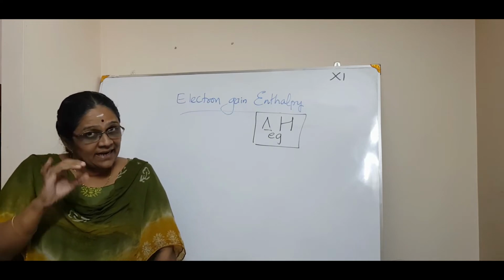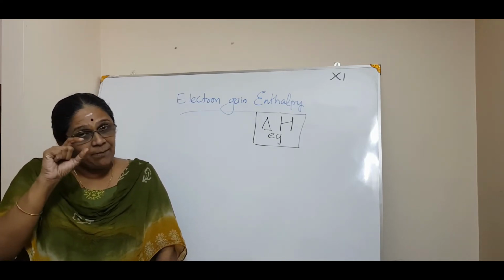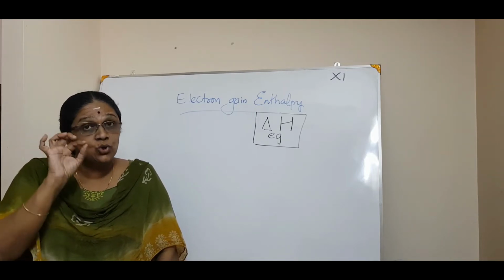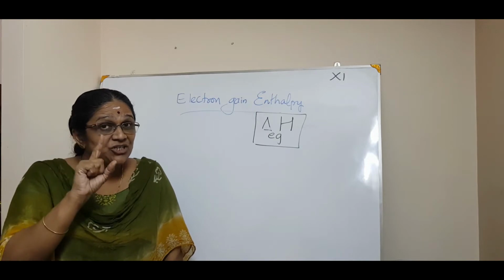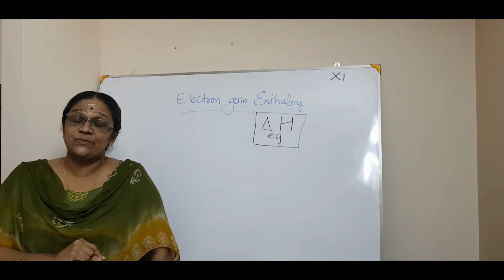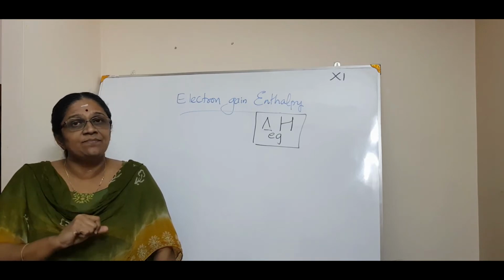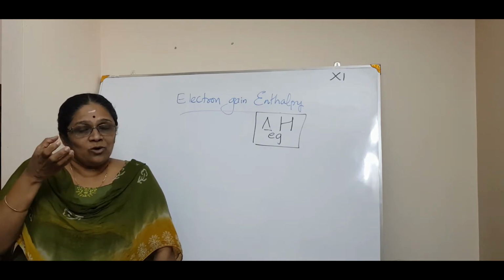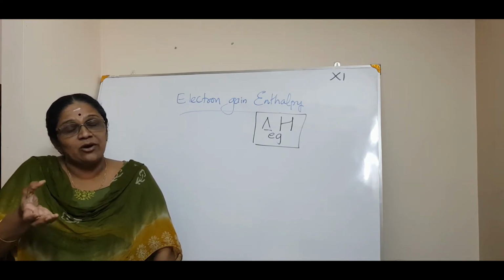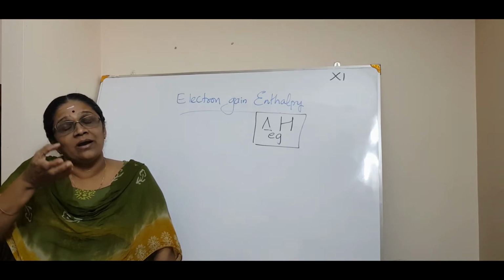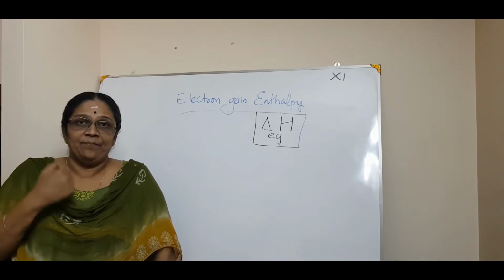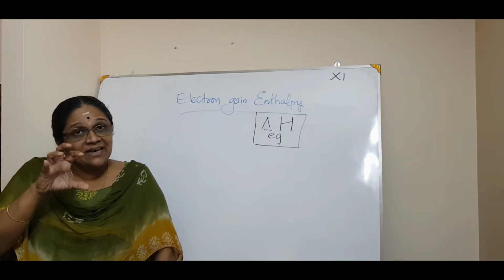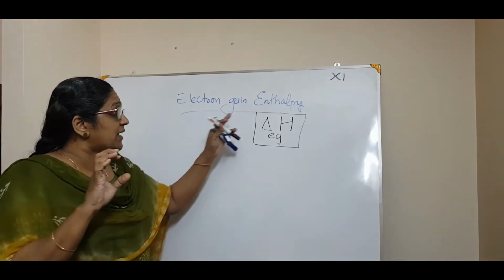But the correct definition is the energy accompanied when an electron is added or gained to an isolated gaseous neutral atom. That is very important. It must be a gaseous atom, it must be a neutral atom, and it must be an isolated atom. So whatever energy is accompanied when an electron is gained in an isolated gaseous atom, that energy is called or named electron gain enthalpy.